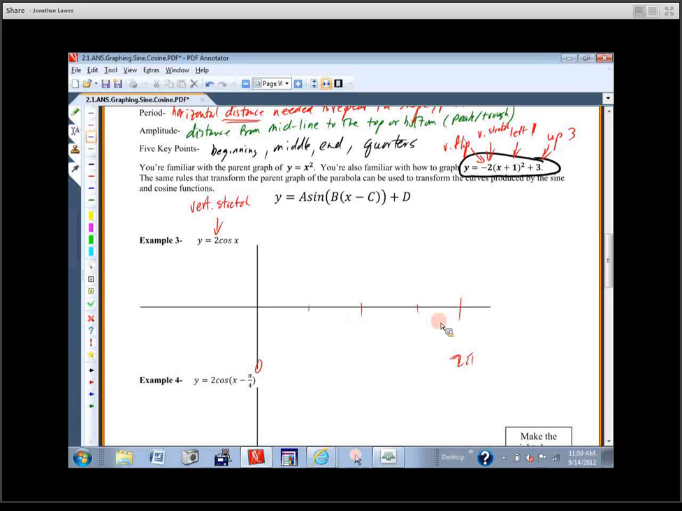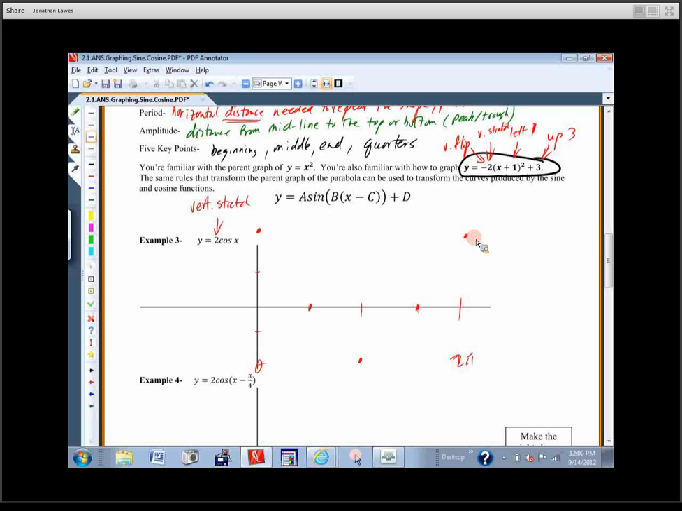Now, cosine. Cosine starts where? At 1 or at 0? Starts at 1. But what does this 2 do to that 1, that function value? Makes it twice as big, so it makes it up here at 2. The next key point I'd graph would be at pi halves, comma 0. What happens if you stretch a 0? You still get 0. So there's our key point right there. And at pi, it would normally have a function value of -1. It's going to have a function value of -2. And then it's going to do the same thing on the way back up.